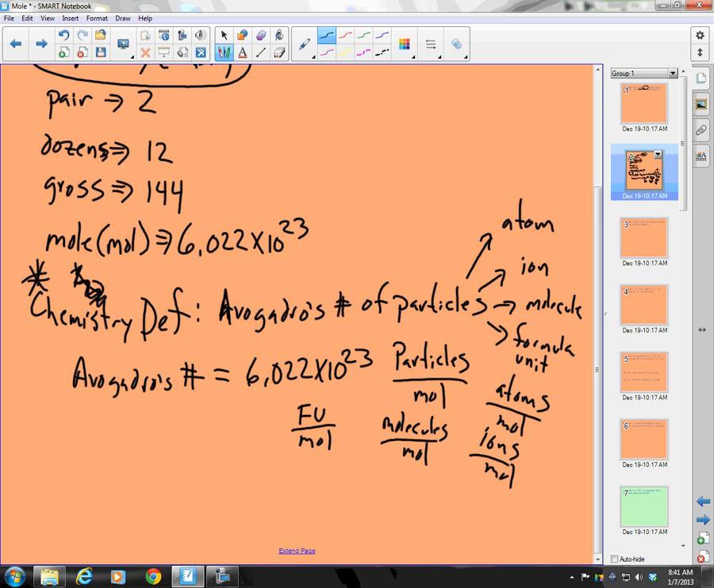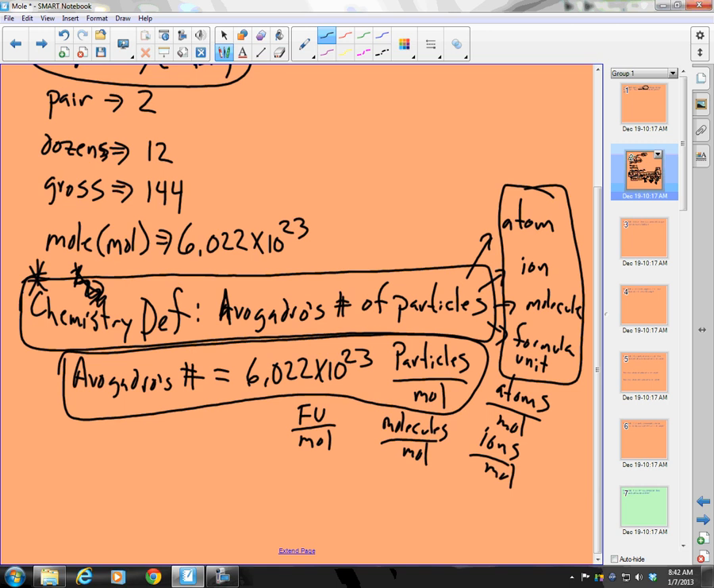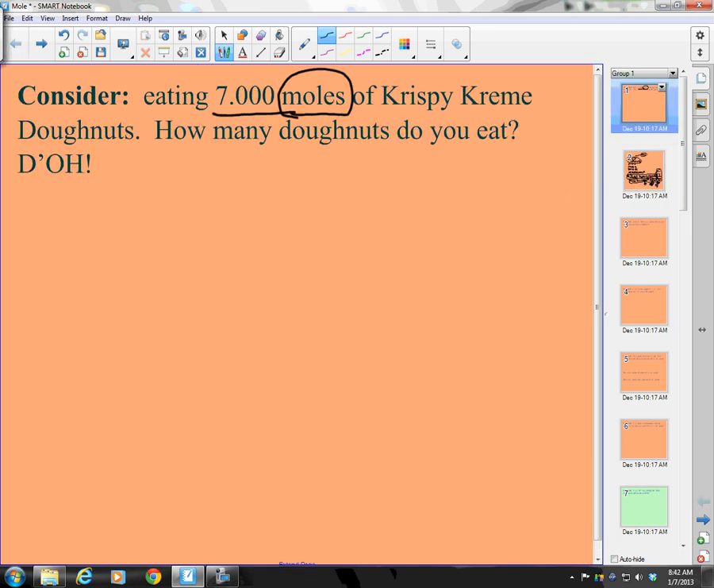Okay, so this is what we're going to work with. This is the definition I want us to know. Avogadro's number of particles, and I want you to know that Avogadro's number is 6.022 times 10 to the 23rd particles per mole, and that particles are atoms, ions, molecules, and formula units. Good. I think we can answer this now.